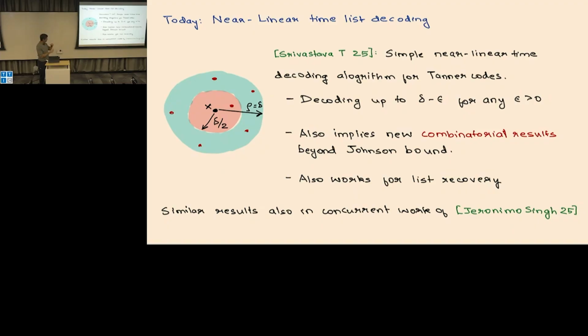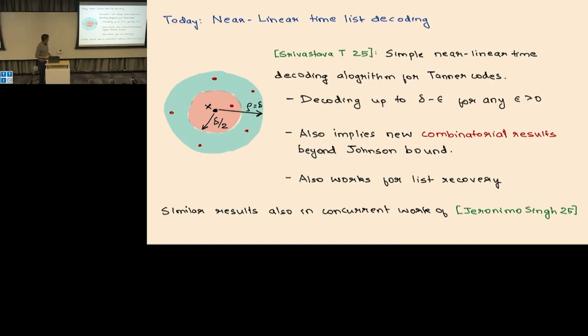And I should say, there's a concurrent work of Fernando Geronimo and Aman Singh, which also gets basically the same results, with slight differences, but yes, it also gets near linear time list decoding. Okay. Any questions about the statement of the result before we proceed?